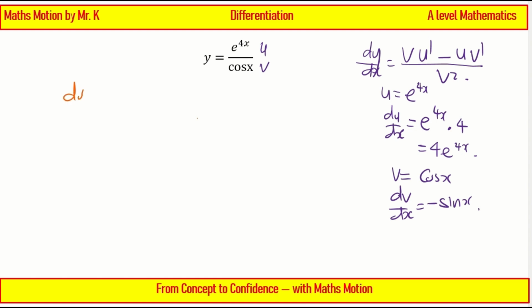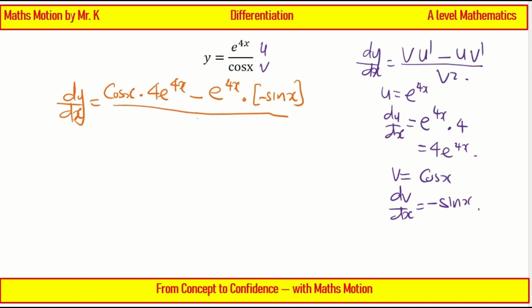So therefore dy over dx equals fix v, which is cos x, differentiate u, which we already got here, 4e to the power of 4x. Minus, next fix u equals e to the power 4x, and then differentiate v, which is negative sine x. Now divide this by v squared. v is cos x, squared.